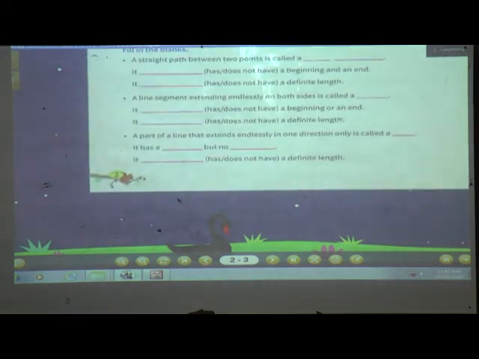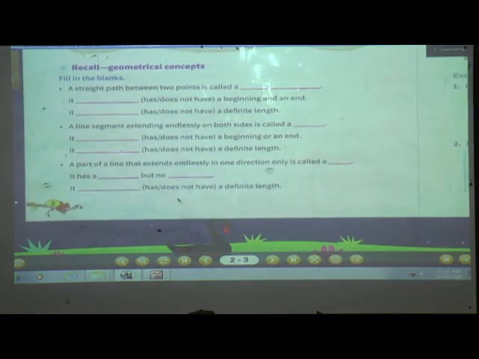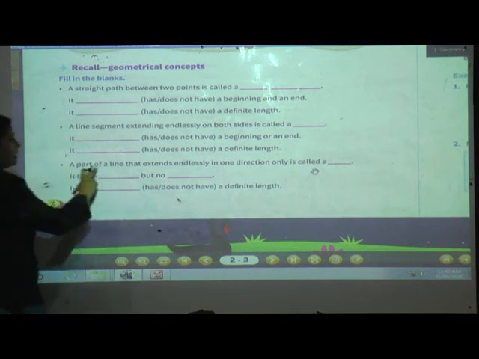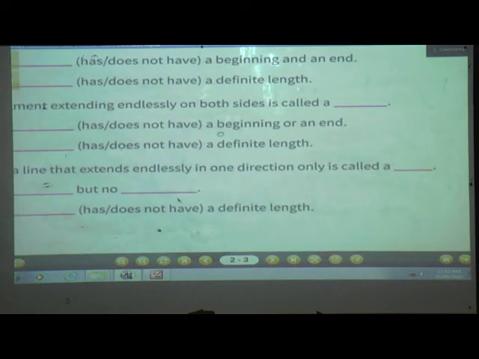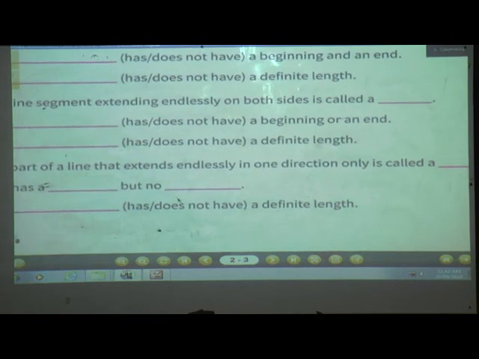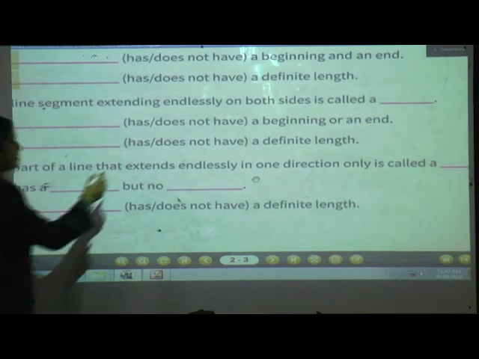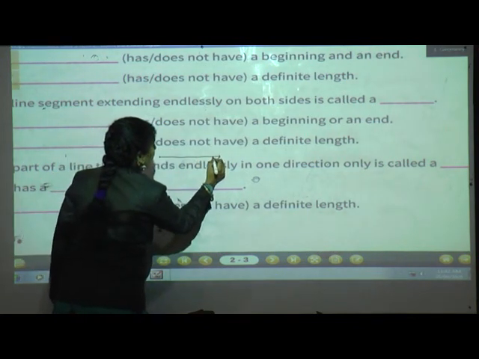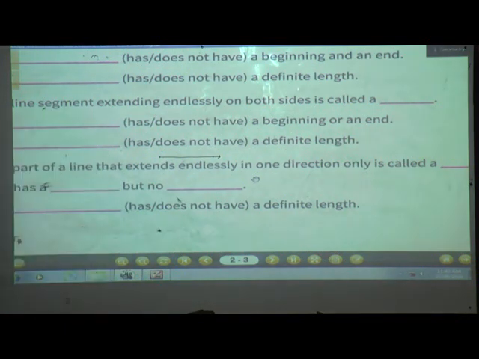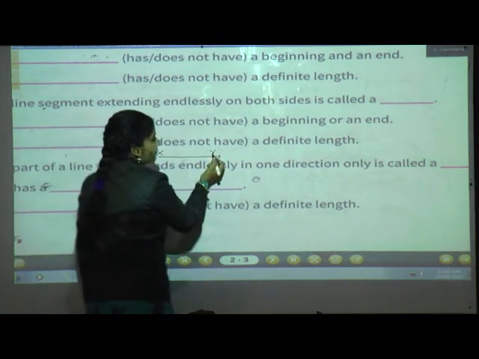A part of a line that extends endlessly in one direction only is called a, yes students, a ray. It starts from one point and extends endlessly. So it is called a ray.